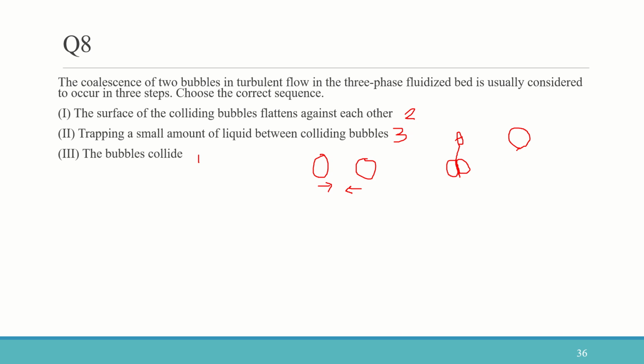But coming back to the question, coalescence of two bubbles in a turbulent flow in a three-phase fluidized bed is usually considered to occur in 3 steps. First one, the bubbles collide. Second one, surface of the colliding bubbles flatten against each other. Third one, trapping a small amount of liquid between colliding bubbles. And lastly, the surface ruptures and we get a larger bubble. So now let us look at the options. Option A 1, 2 and 3. Option B 2, 1 and 3. Option C 3, 1 and 2. Option D none of the above.